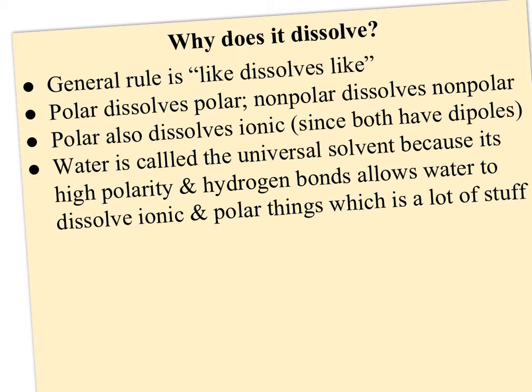Water is often given the name universal solvent because its high polarity and hydrogen bonds allow water to dissolve ionic and polar things, regardless of how strongly polar, if it's only slightly or very strongly polar. Water is able to dissolve lots and lots of stuff, which gives it the name universal solvent.